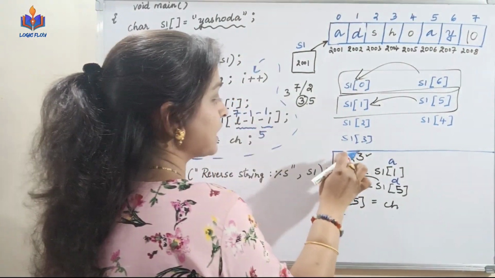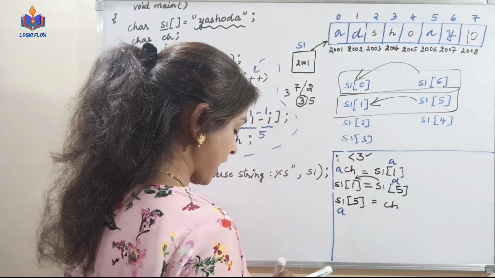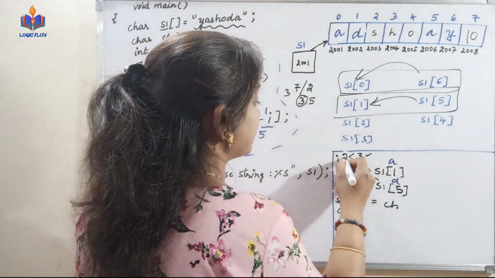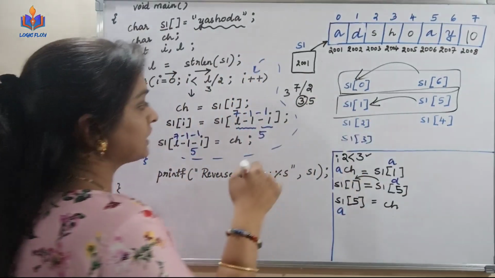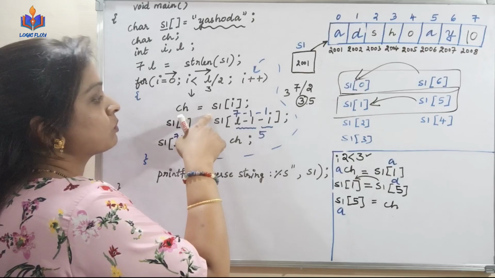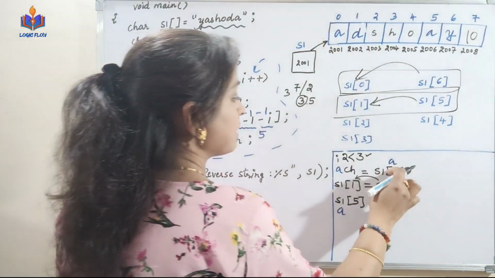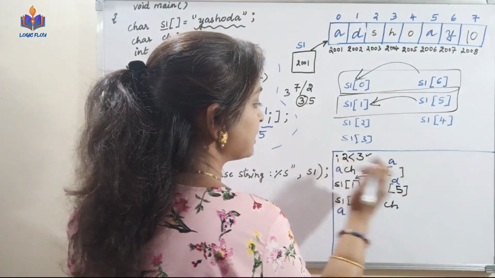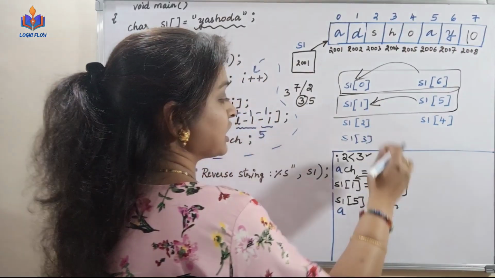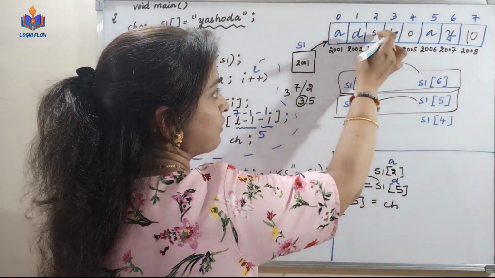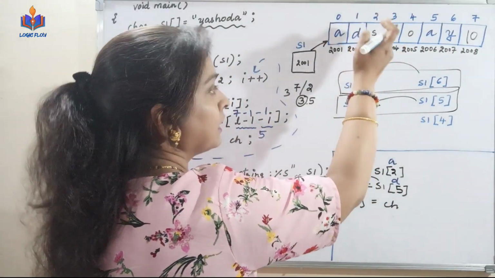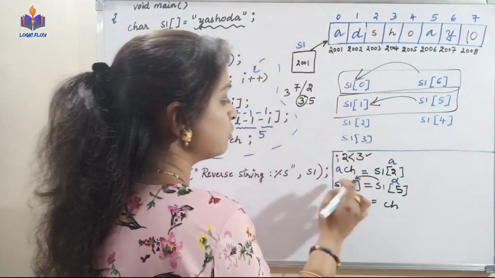Then again take a loop progress. I gets increased. I becomes how much? I becomes 2. 2 less than 3? Yes. Condition true. Once again get inside. CH equal to S1 of I. S1 of I means I value, it is 2. S1 of 2, this one. Whatever I have in S1 of 2, take a copy of that into CH.